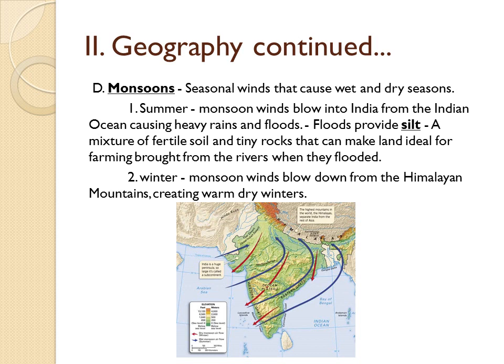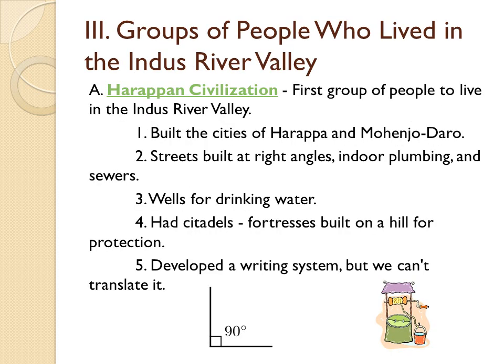Geography continued. One thing that the people of India experience are what are called monsoons, and there's two kinds. You have ones in the summer. They blow off the ocean, and they cause heavy rains and floods. But the floods also bring silt. In the wintertime, you have monsoon winds that blow down from the Himalayan mountains. They create warm, dry winters. So you have two types of winds, and they're called monsoon winds.